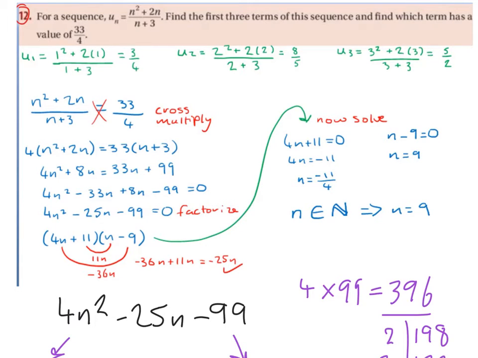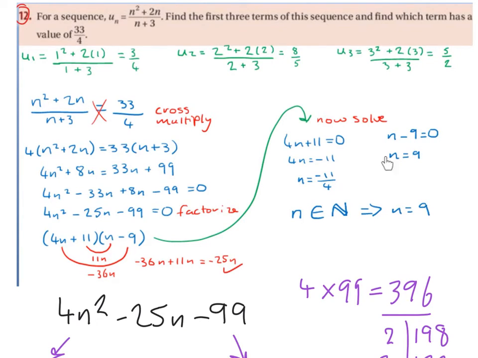Okay, so now I'm going to solve. So I take my two factors over here. So I've got 4n plus 11 equal to 0 and n minus 9 equal to 0. And then I just solve for n. 4n plus 11 equals 0, so 4n equals minus 11. So n equals minus 11 divided by 4. And then n minus 9 equals 0, so n is equal to 9.